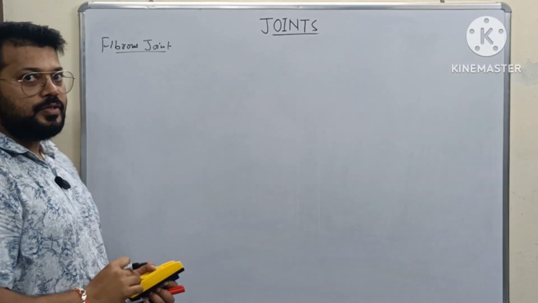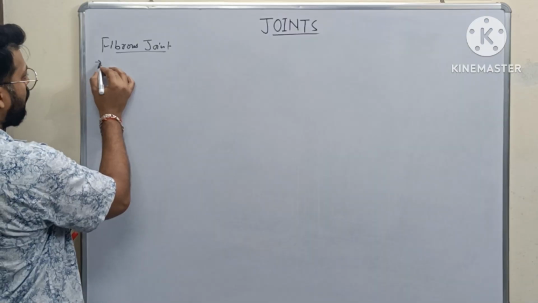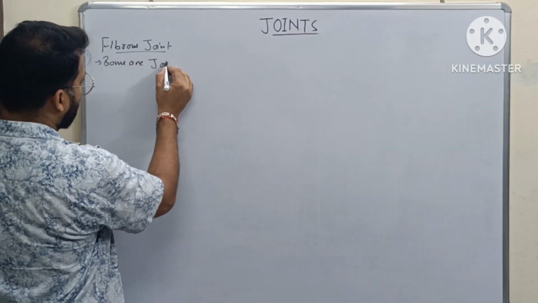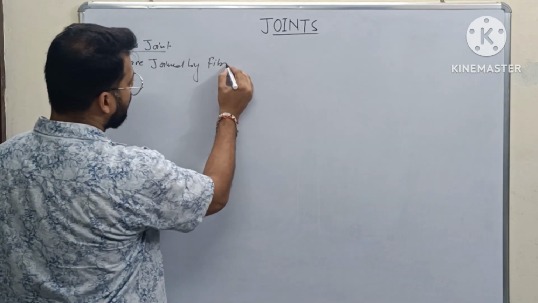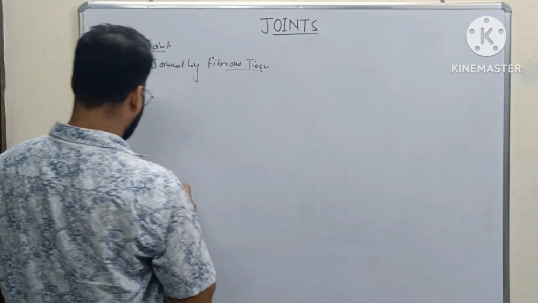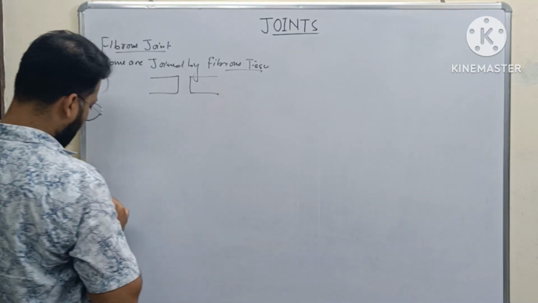Okay, in fibrous joint, the bones are joined by fibrous tissue. Okay, suppose this is one bone and this is another bone.